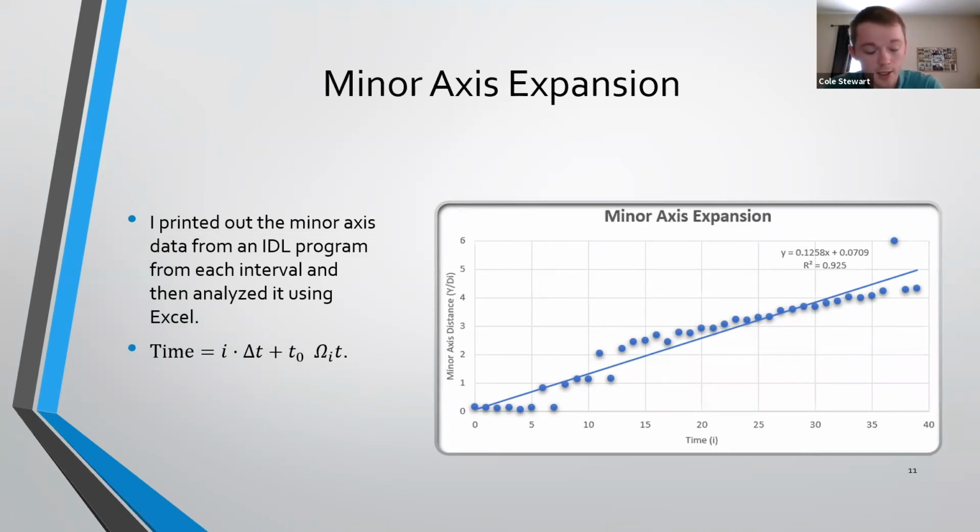Again, omega I is the ion gyro frequency. As displayed, this is a very linear trend with the growth, with a correlation coefficient of 0.925.